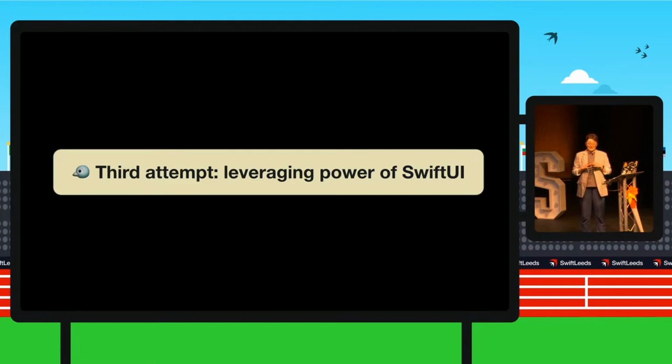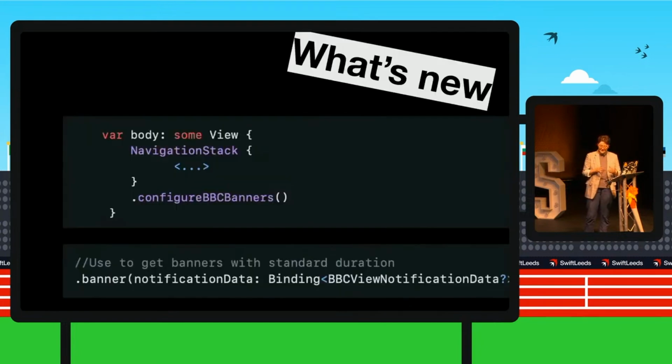Because it is, with the help of the power of SwiftUI, I finally managed to create the component, which was easy to use and testable. So that's the current state of the project, as you can see. We have two view modifiers. The first one needs to be called on the top of the navigation stack in which you want to use the banners. And then in any view inside this navigation stack, you can just call a banner view modifier, pass it some data defining what banner you want to show, and it works.